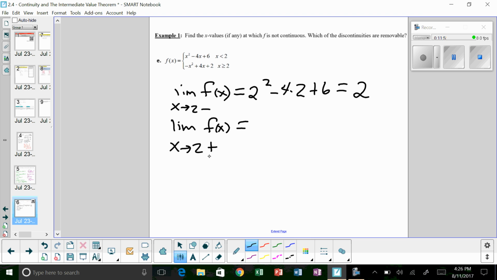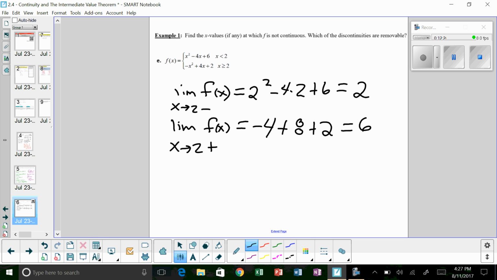The limit as x approaches 2 from the right, that would be x values that are bigger than 2, so we're going to use the second piece of the equation. Negative x squared in this case is going to be negative 2 squared, or negative 4, plus 4 times 2, which is 8, plus 2. Following order of operations, we've got to add from left to right, so negative 4 plus 8 is positive 4, plus 2 is 6.